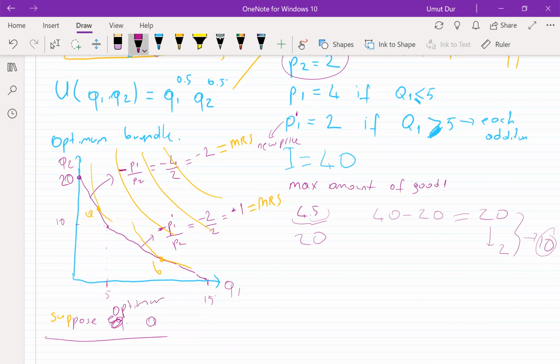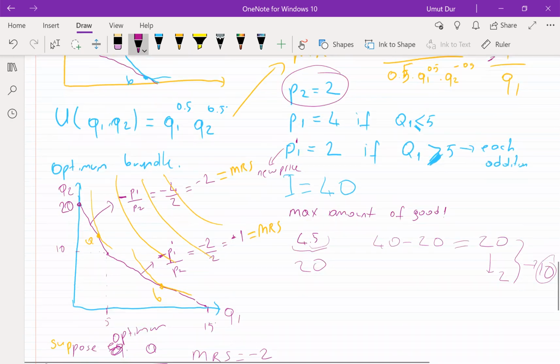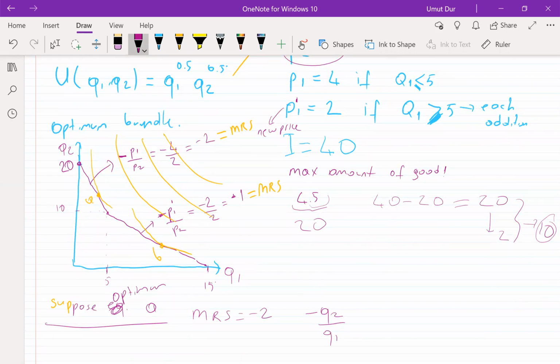The optimum is point A. Then what I am doing is equalizing the marginal rate of substitution to minus 2. I have already defined the marginal rate of substitution as minus Q2 over Q1, so minus Q2 over Q1 is equal to minus 2. Then I find Q2 is equal to 2Q1.